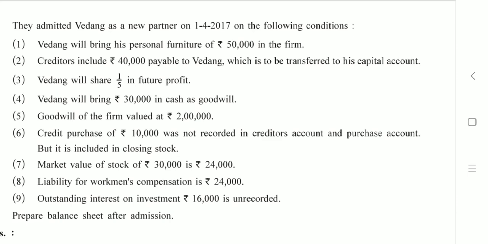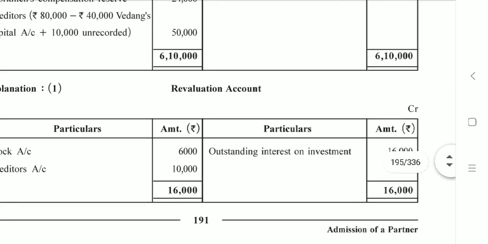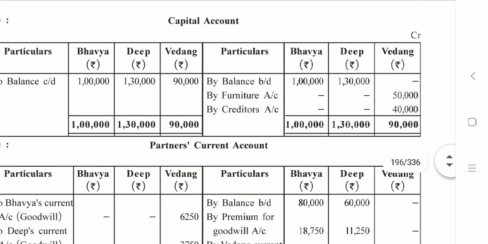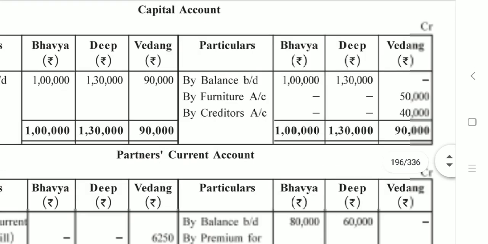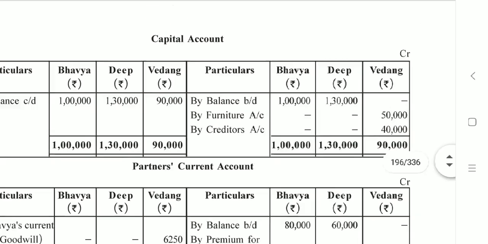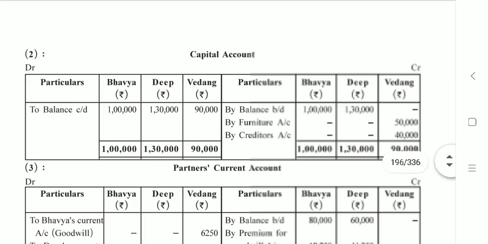All right. So think, do we have furniture account? No. We have Vedang's capital account. Yes, partner's capital account. So this is the posting, you can see. This is Vedang's capital account. There we have written by furniture account 50,000 in his capital account. All right. Fine. We do not have furniture account. So there is no question of posting in furniture account.